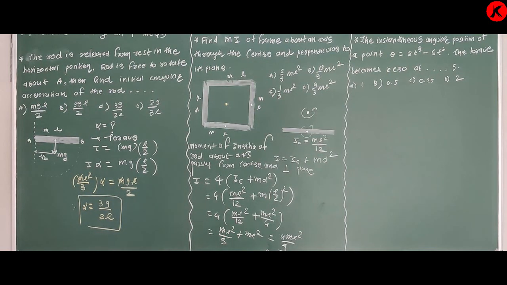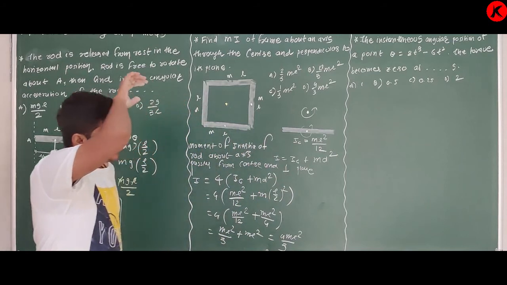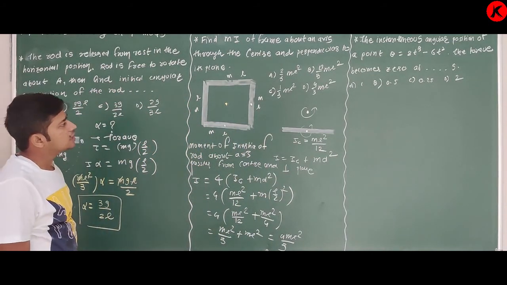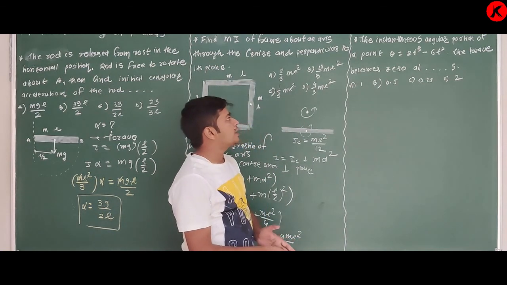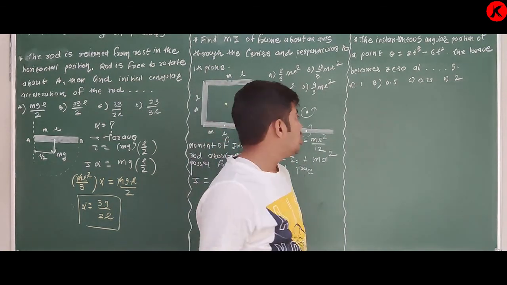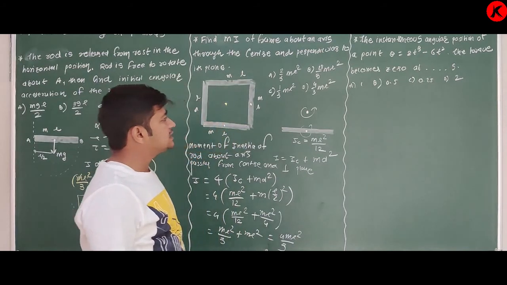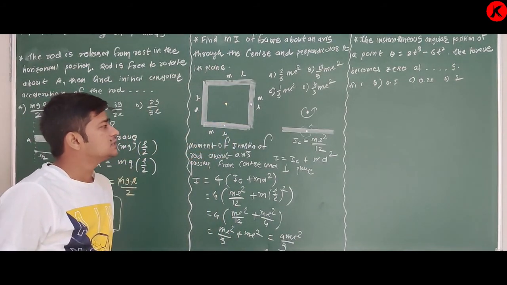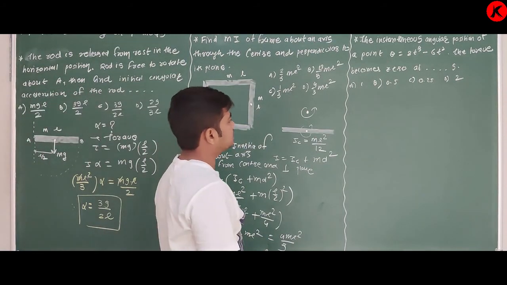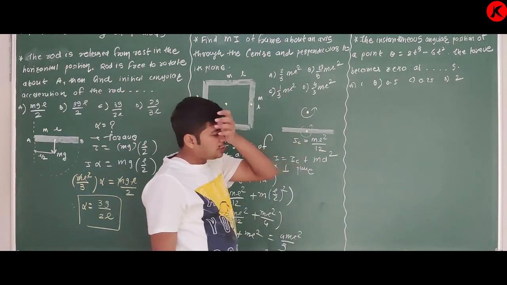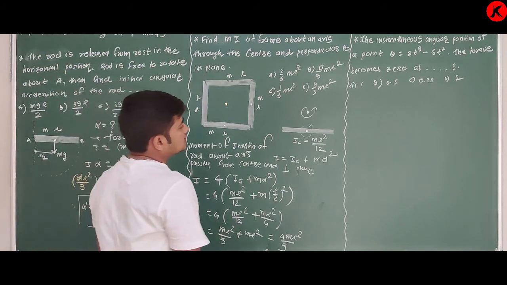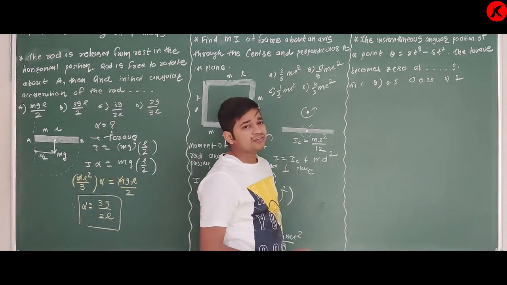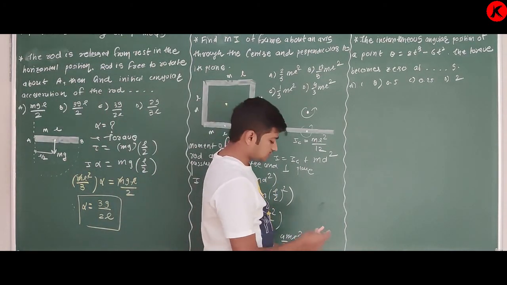So that was the second question. Now the next question. The instantaneous angular position of a point is theta equal to 2t cube minus 6t square. The torque becomes 0 at blank second: 1, 0.5, 0.25 or 2. Torque is 0. You are given theta, and what is the condition? Torque becomes 0.